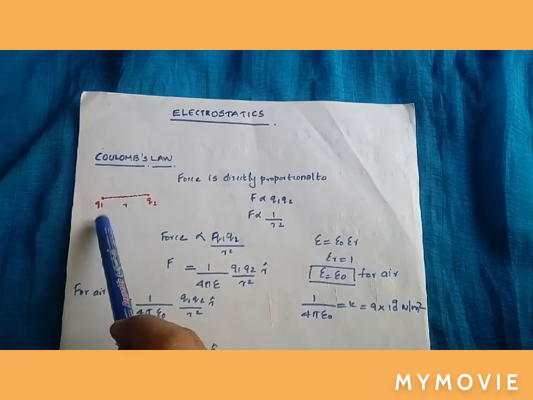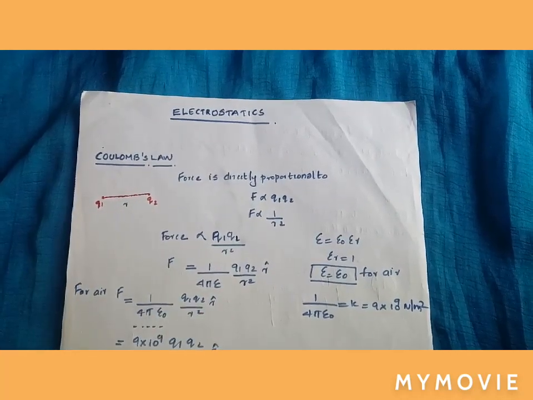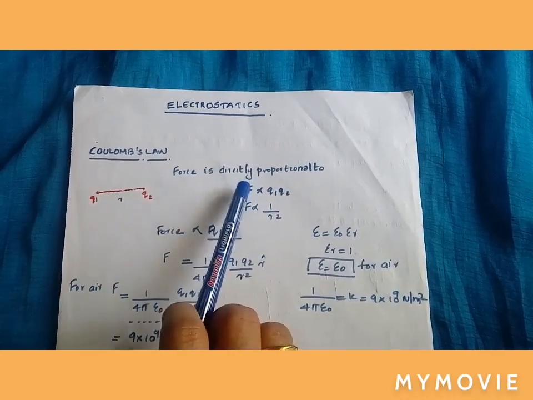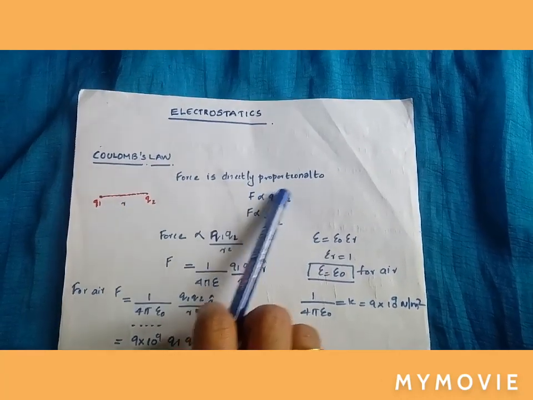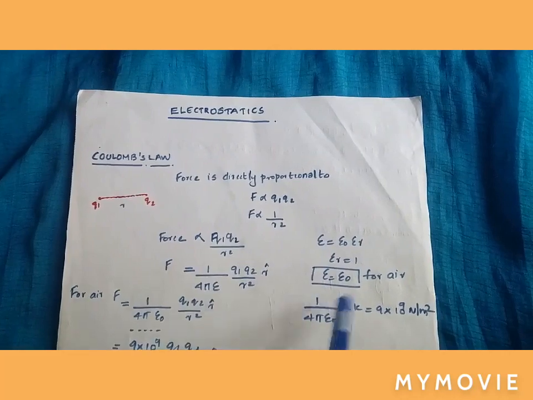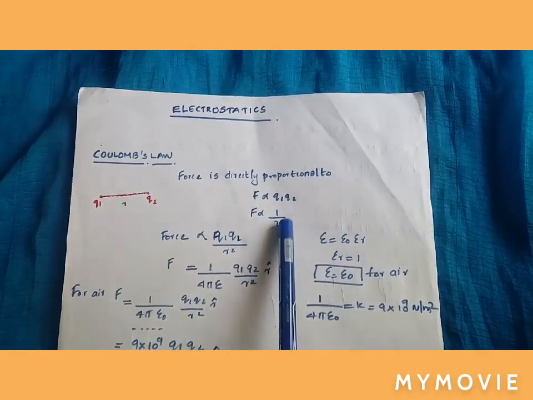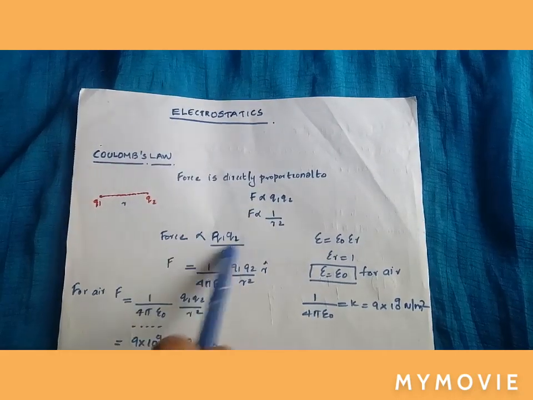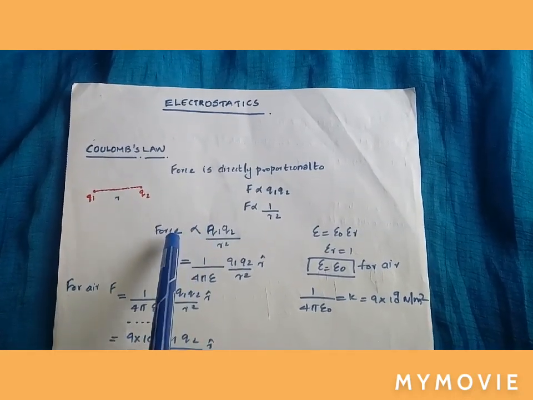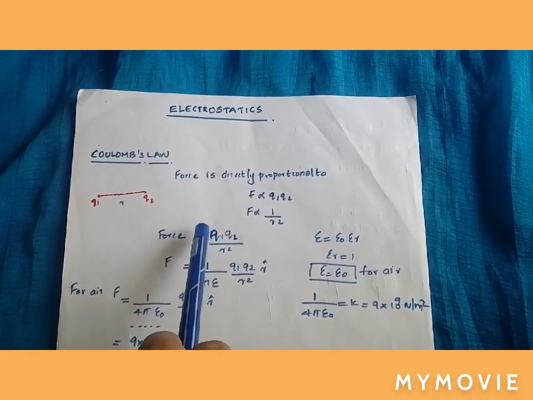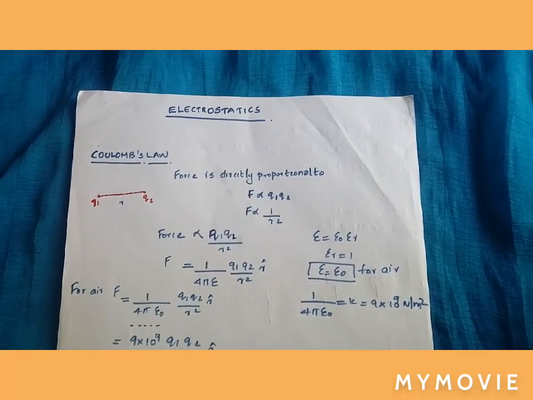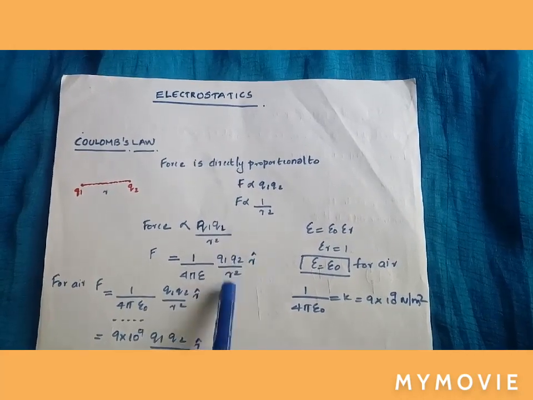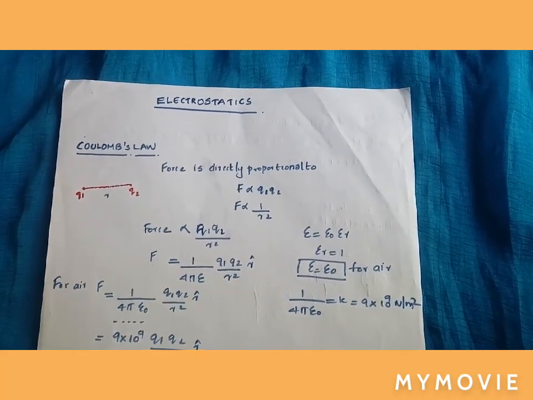Here, considering a system of Q1 and Q2 charges, and R is the distance between them, the force is directly proportional to the product of the charges, that is Q1 Q2, and inversely proportional to the square of the distance, that is 1 by R square. So combinedly we can write that force is directly proportional to Q1 Q2 divided by R square, and F is equal to 1 by 4 pi epsilon Q1 Q2 divided by R square R cap.